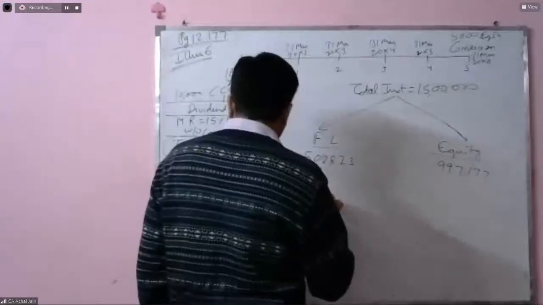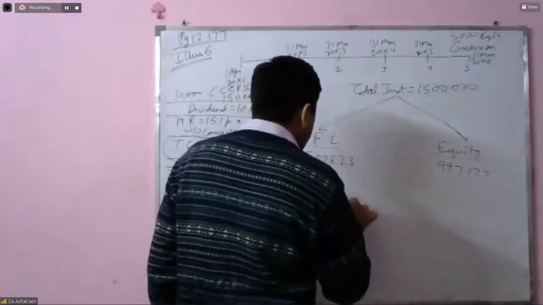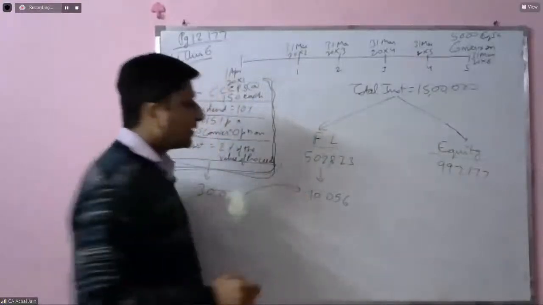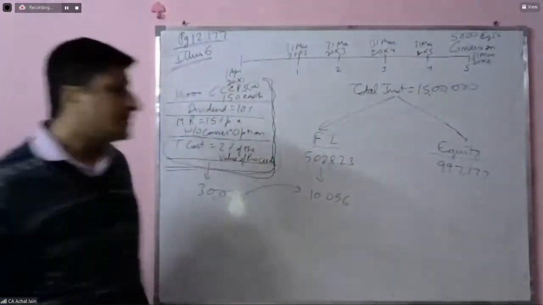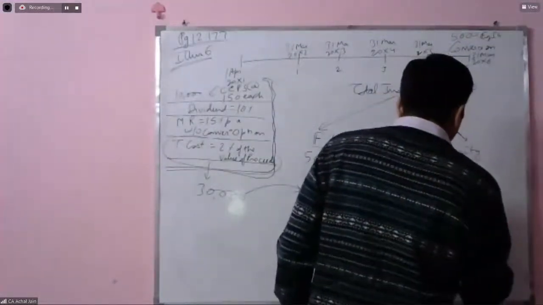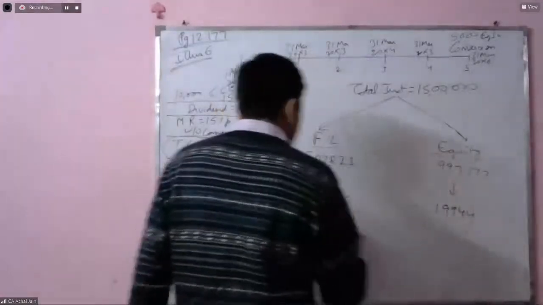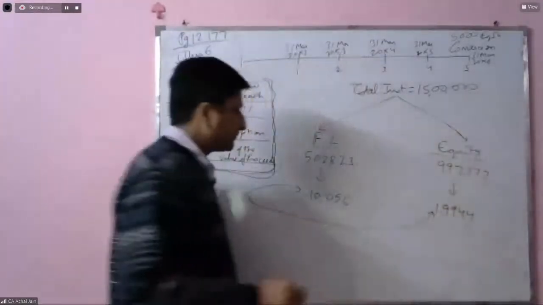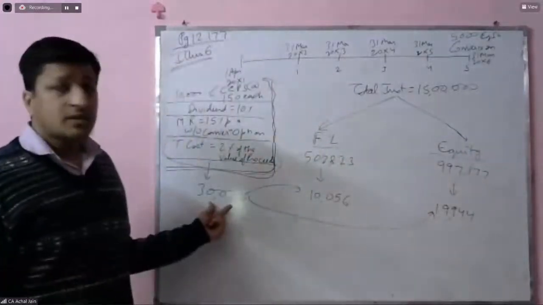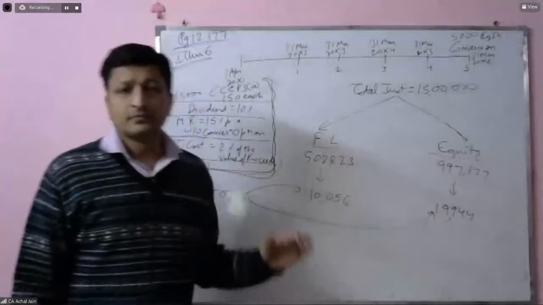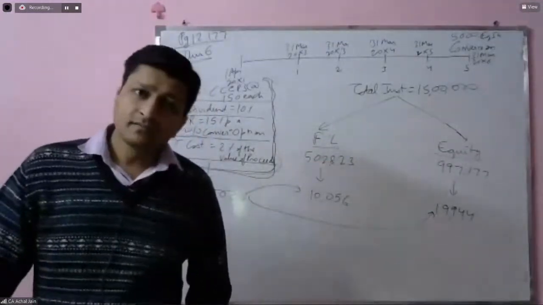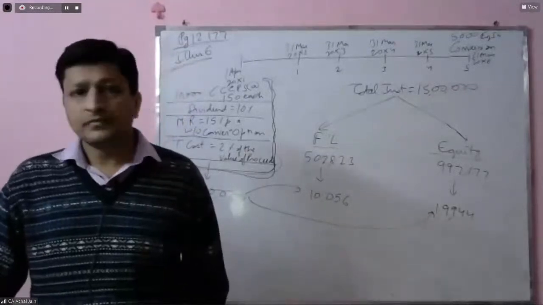We allocate 10,056 to financial liability. So this is allocated over here. And 19,944 to equity. So this is the second portion. And you can all compute these numbers, simply 30,000 in this ratio. Yeah? Clear? All of you? Yeah?